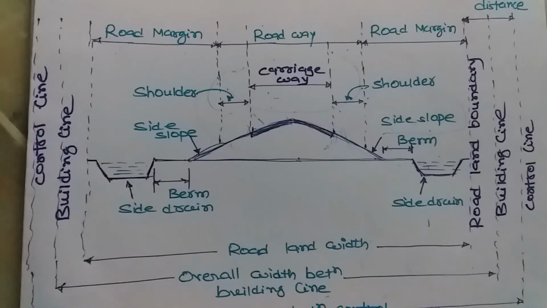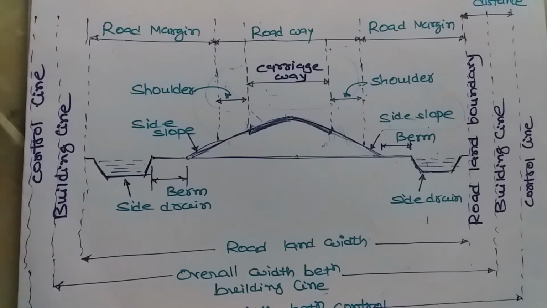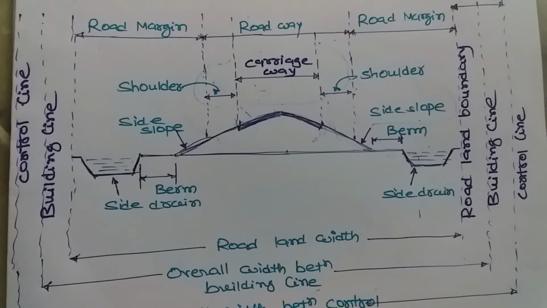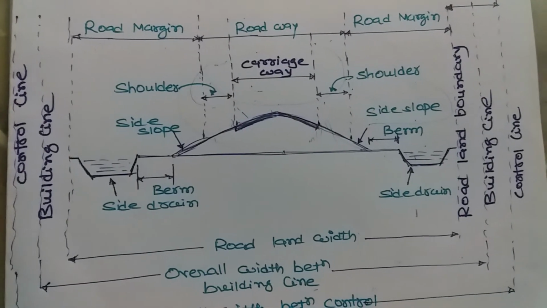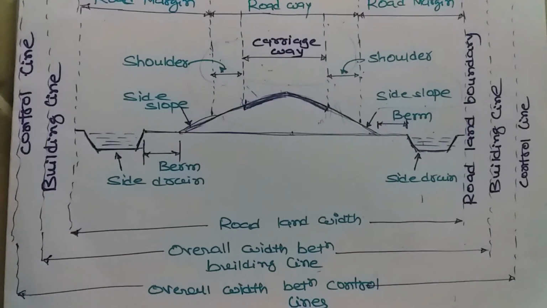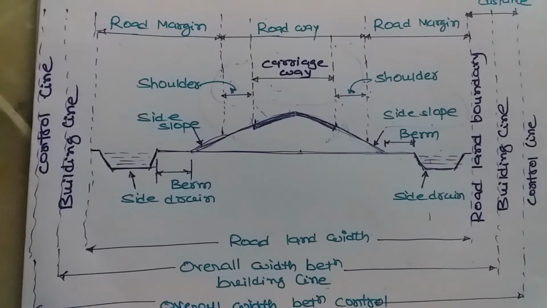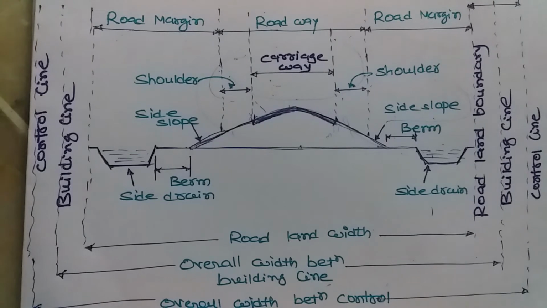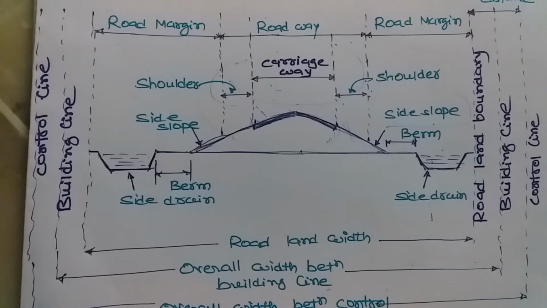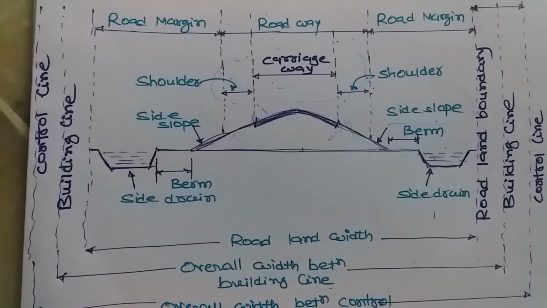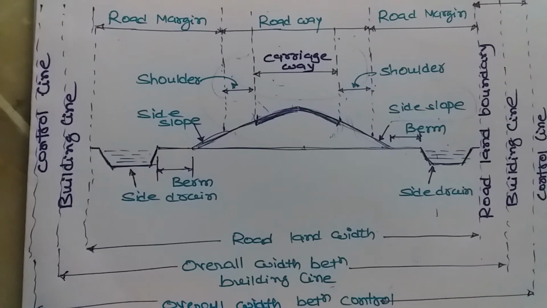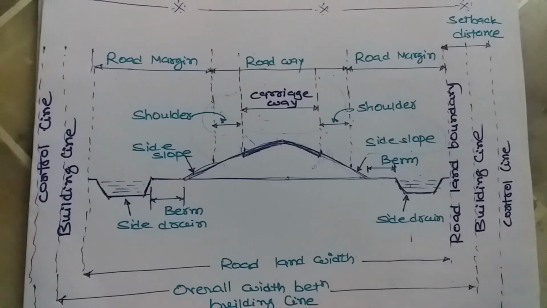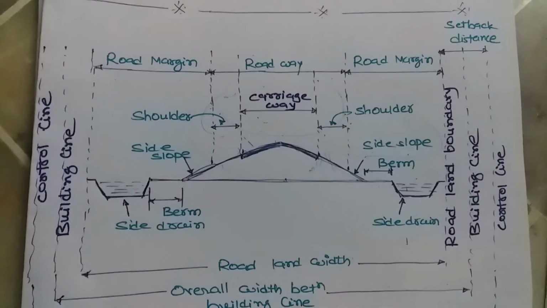So now what is the spoil bank? The banks constructed from surplus excavated earth on the side of road cutting parallel to its alignment are known as spoil banks. And now what are the borrow pits? The pits dug along the alignment of a road for using their material in the construction of embankment are known as borrow pits. So borrow pits should be dug at least 5 meters away from toe of embankment. So these are the cross-sectional elements and their definitions.